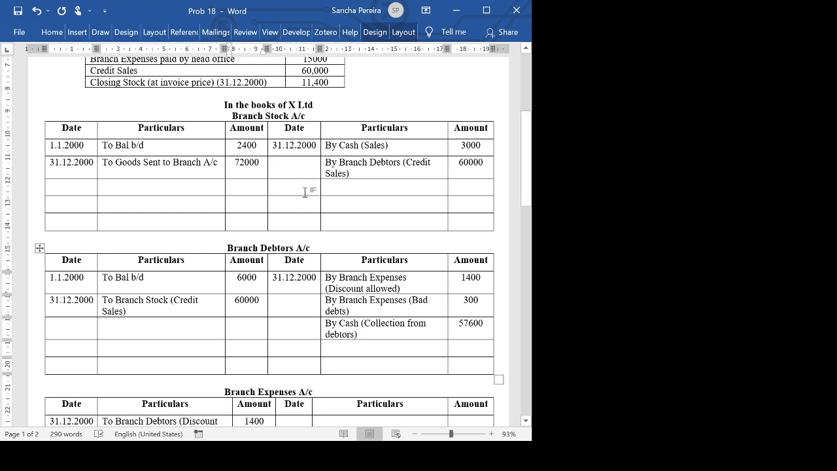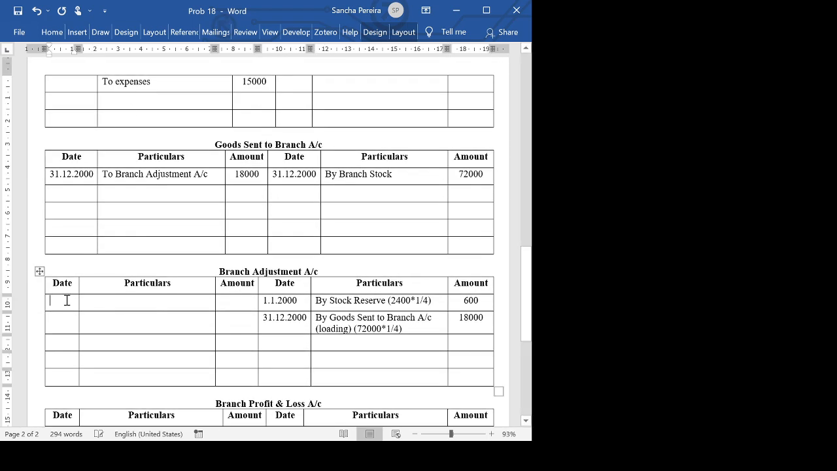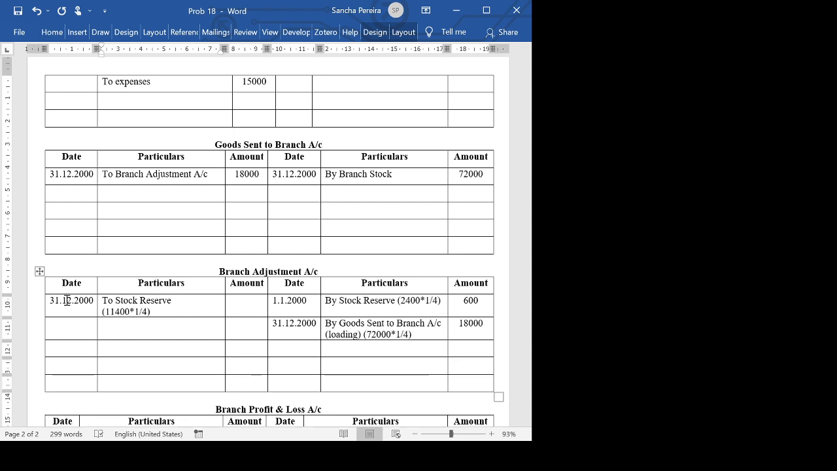And the last thing is closing stock. Always leave a line before you write the closing stock. There could be a balance. So, by balance carried down, 11,400. Now we have to calculate stock reserve on this. This will come in the branch adjustment account as to stock reserve on 31st December 2000. Two stock reserve. So that is 11,400 into 1 by 4. It comes to 2,850. Correct. It comes to 2,850.